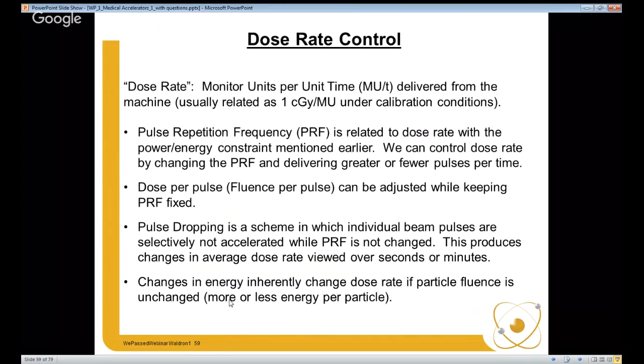And of course, if I'm at a different energy, the dose rate will be different if the particle fluence is different, because of course each particle carries a different amount of energy. So when I refer to dose per pulse or pulse repetition frequency or pulse dropping, I'm referring to it within the context of an energy.